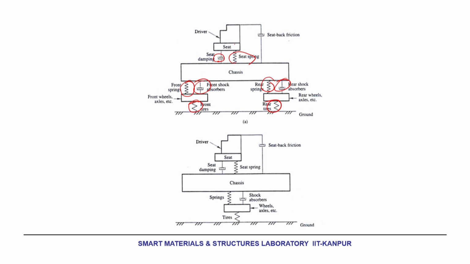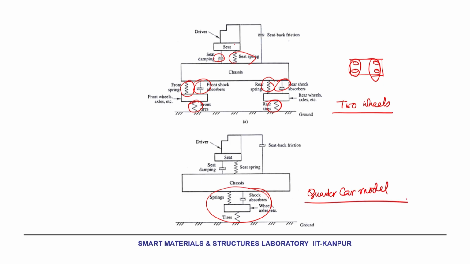Sometimes, as I told you, models need not be unique, models can be simplified also. What is the simplification in this case? An automobile has 4 wheels, but I have reduced it to 2 wheels. Even though from the top view you can see there are 4 wheels, I can keep a set of this and a set of this, so that ultimately it becomes an equivalent 2 wheel system. Further, I can integrate this also and get a single wheel equivalent system. We will call this a quarter car model. So, this is the most simplified model of the system.